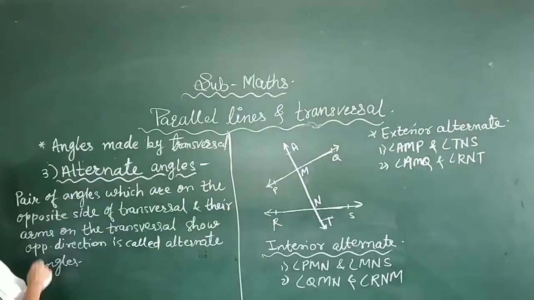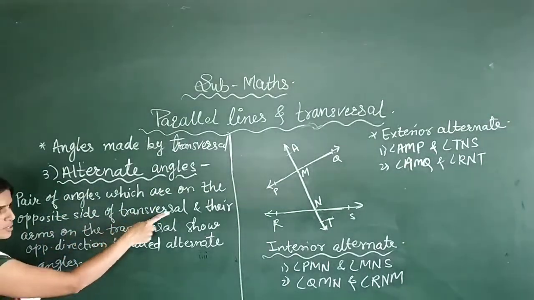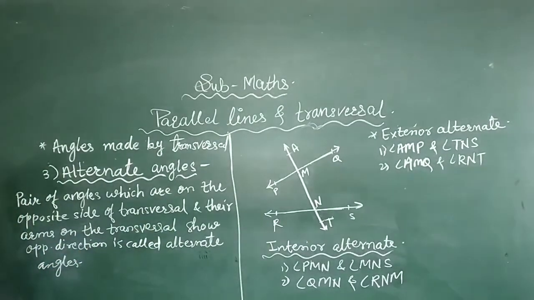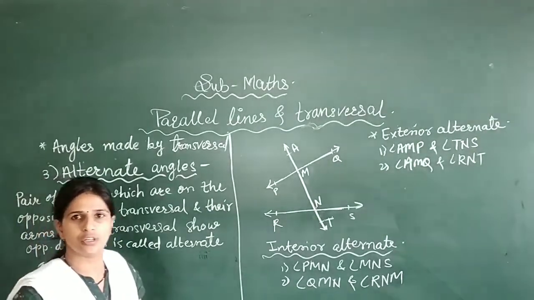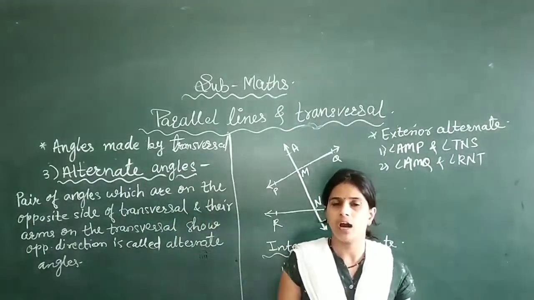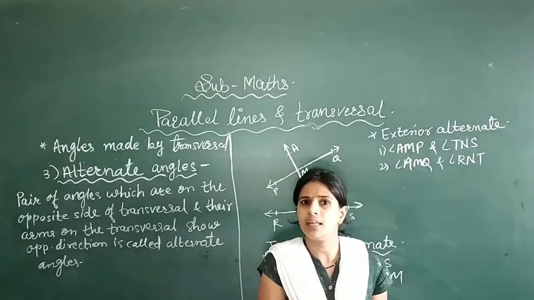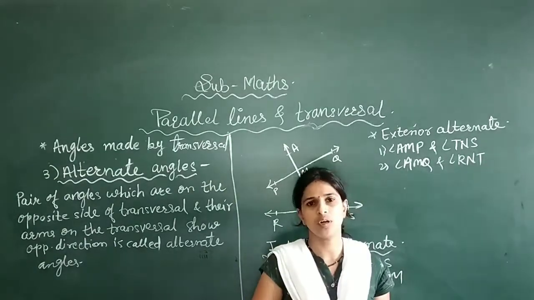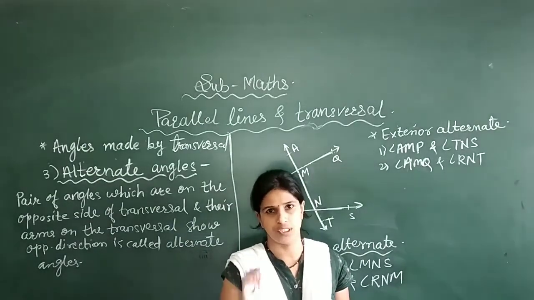Alternate angle: a pair of angles which are on the opposite side of a transversal and whose arms on the transversal show opposite direction is called an alternate angle. In the name itself, alternate means opposite. In corresponding angles, they are on the same side. In interior angles also, they are on the same side, but inside, so it is interior. Now alternate means opposite side.